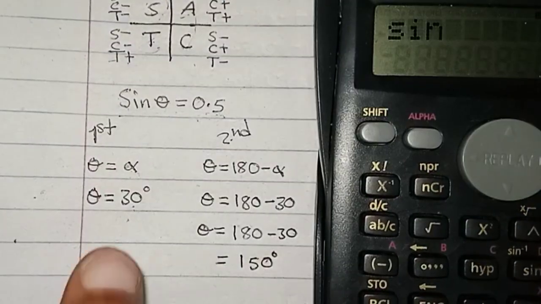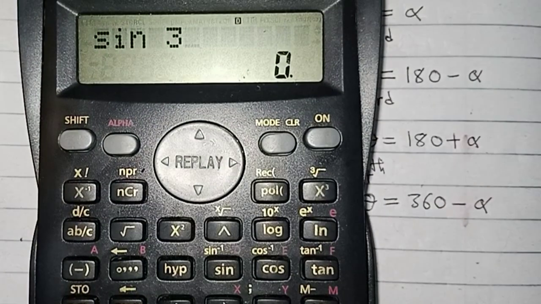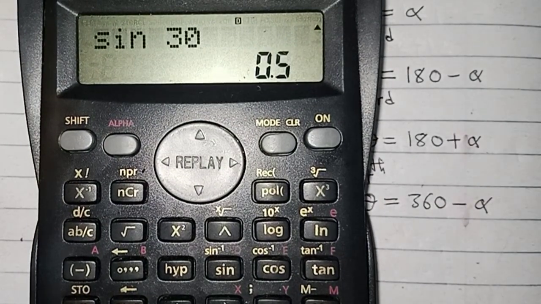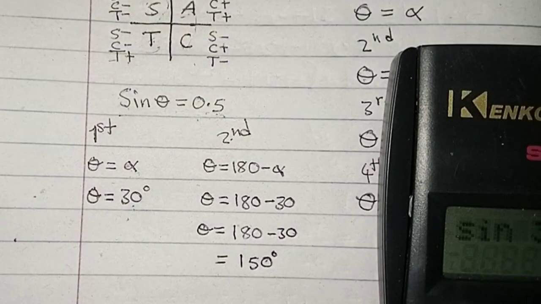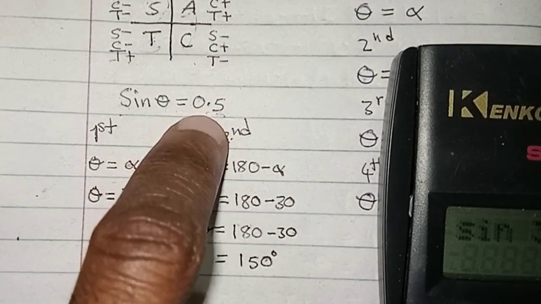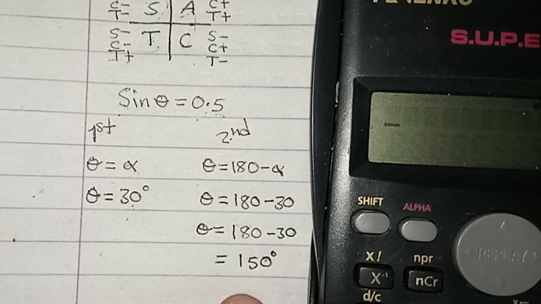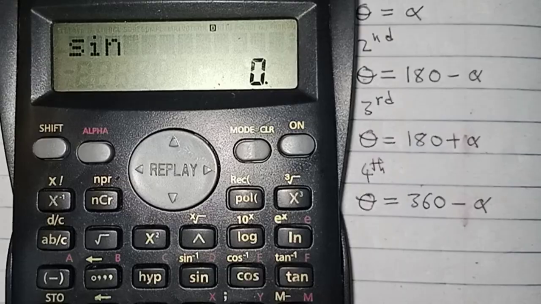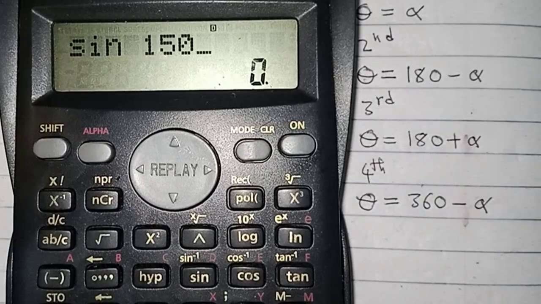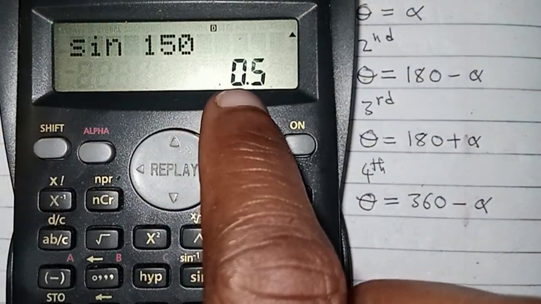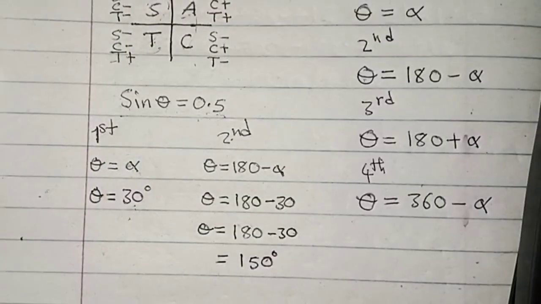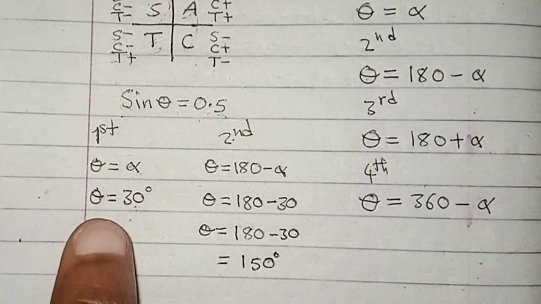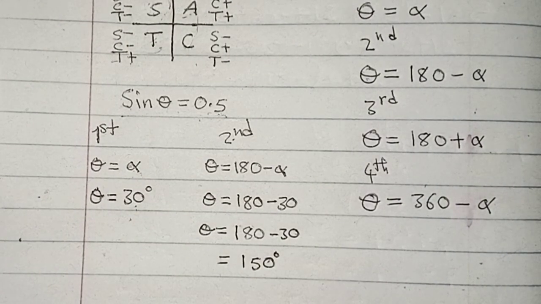Then start with the first angle, 30 degrees. So we just write sine 30 degrees, then we say equal to, and the answer is 0.5, which is this one. Then we go to the second one, 150. Again, we do the same thing. We write sine 150, and again we get 0.5. So our solution is correct. These are the two answers.